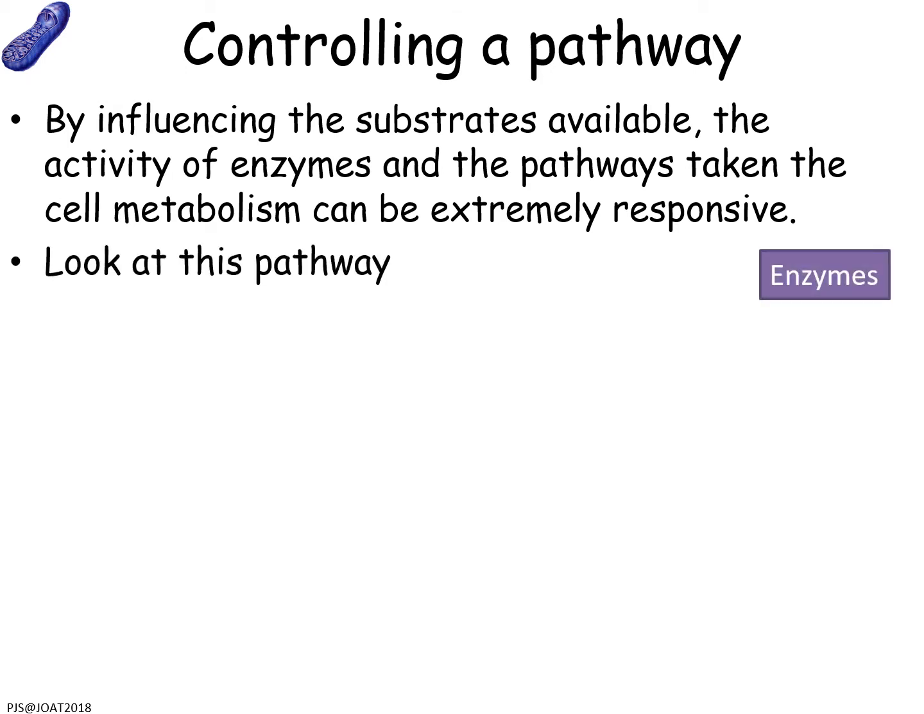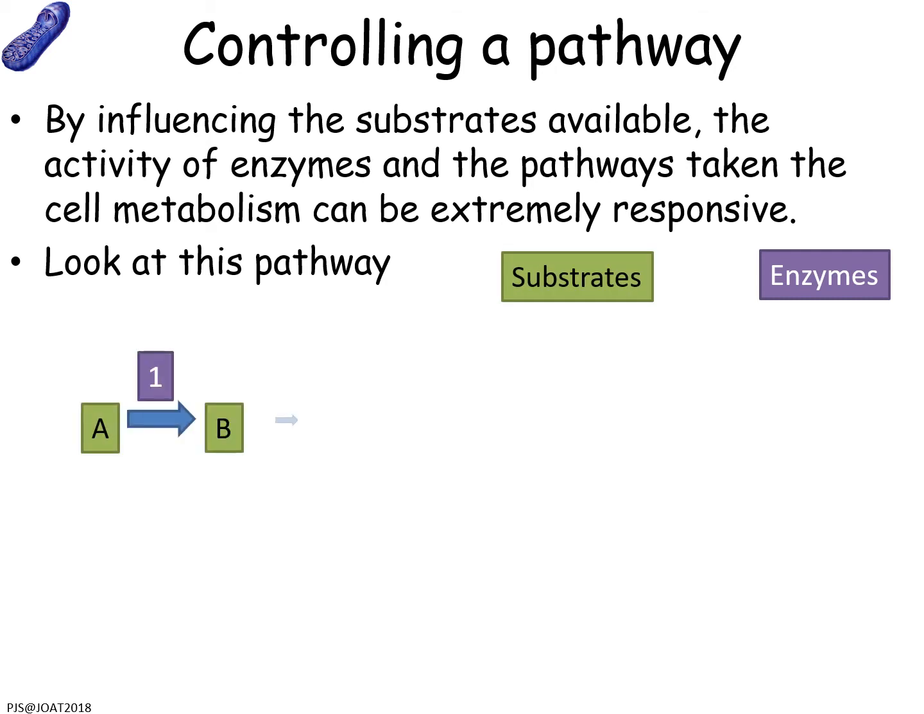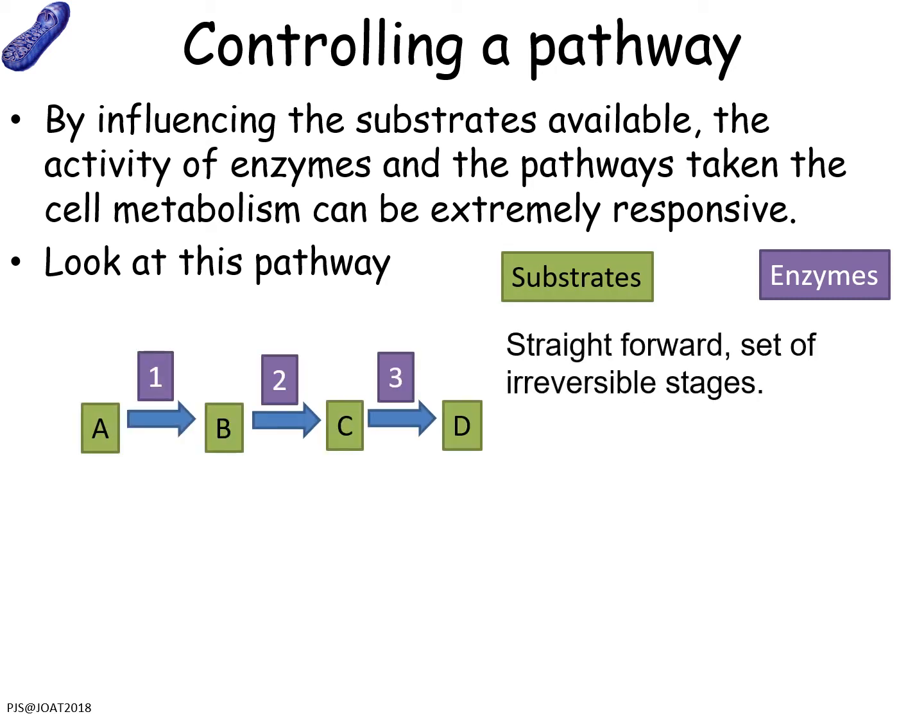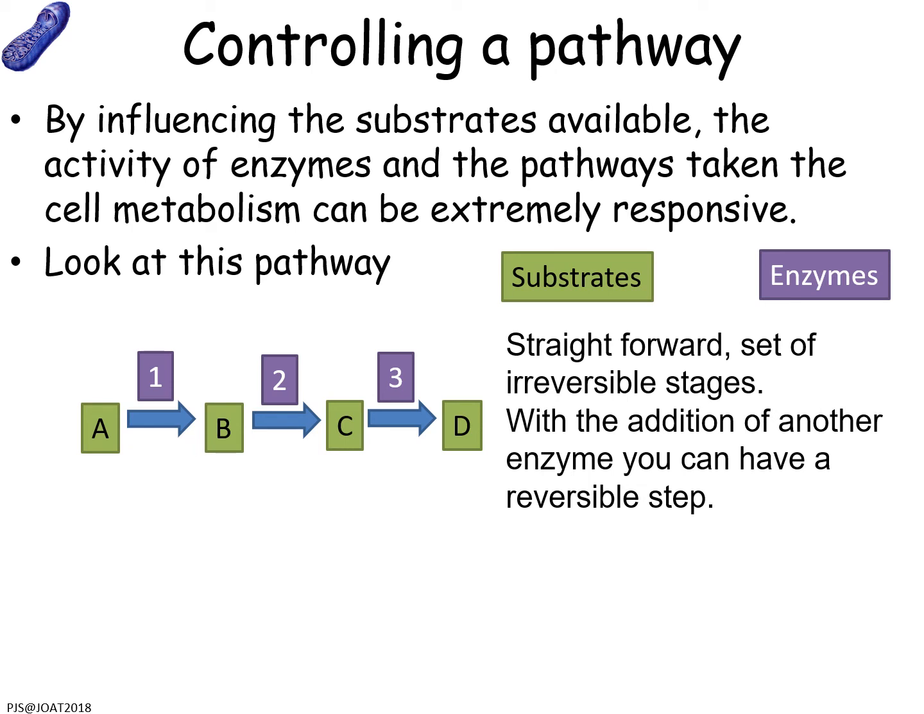If we look at this pathway, just A to B to C to D, several really straightforward stages. These are irreversible stages because I just have a single arrow, and we've got 3 enzymes involved. So you could do all sorts of things to control this pathway. We can stick in another enzyme. Here we've got a reversible step. So you could choose how much relatively is converting B to C, because we could increase enzyme 4 to take it back again.